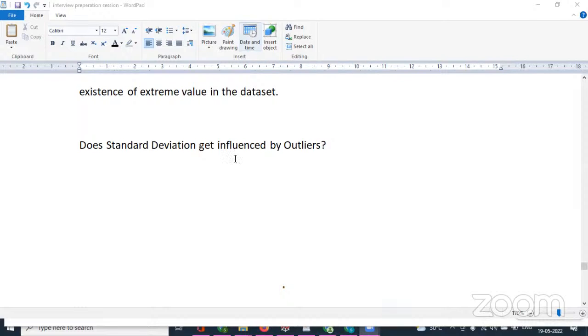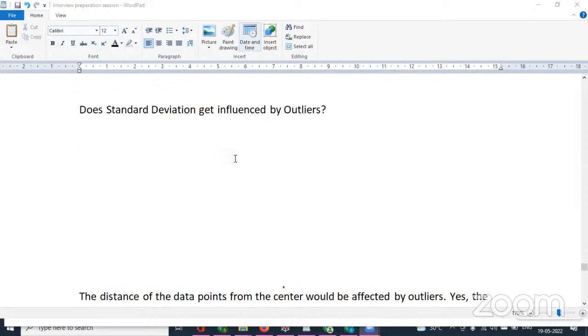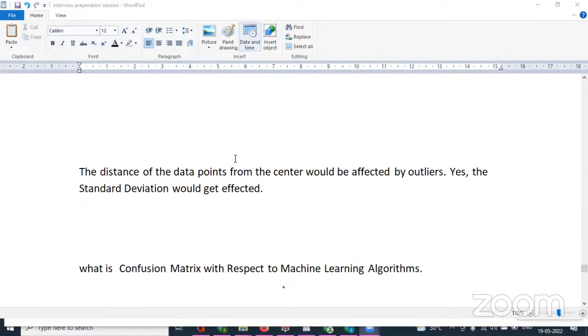Yes, Vaibhav, yeah, you are right. The distance of the data points from the center would be affected by outliers. So yeah, standard deviation would get affected. Yeah, it is affected.